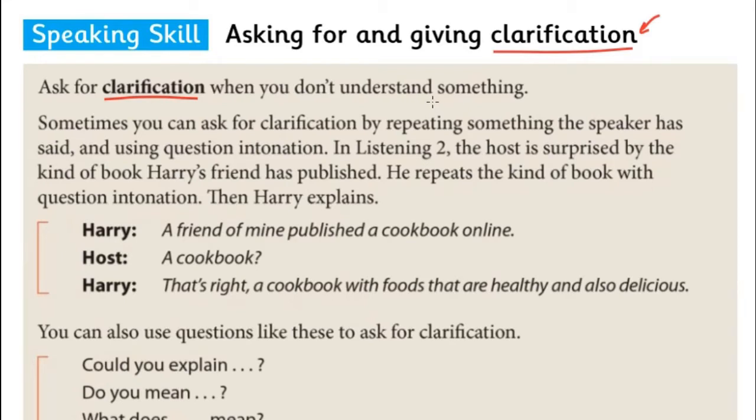How can you ask for clarification? This is a very common way that we ask for clarification, and that is we repeat part of the thing that was said or a word that was said, and we repeat it in a way that it sounds like a question. So for example, here you have a conversation between Harry and the host, and Harry said, "A friend of mine published a cookbook online."